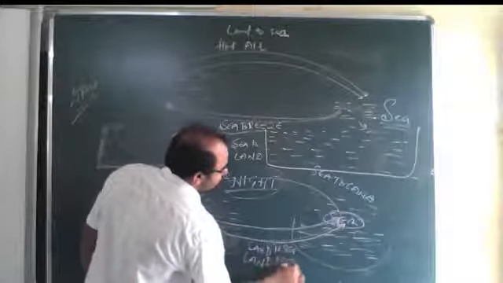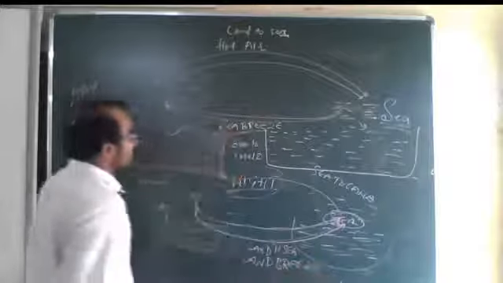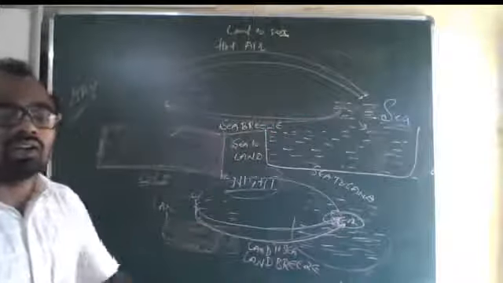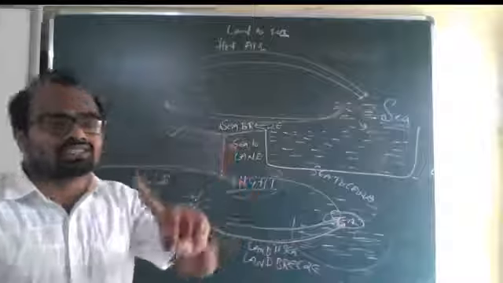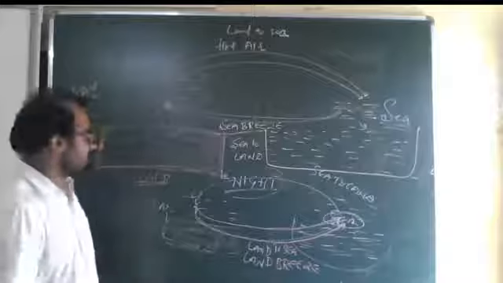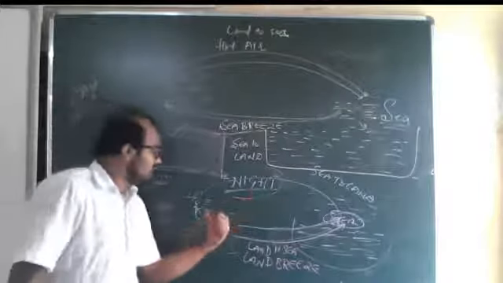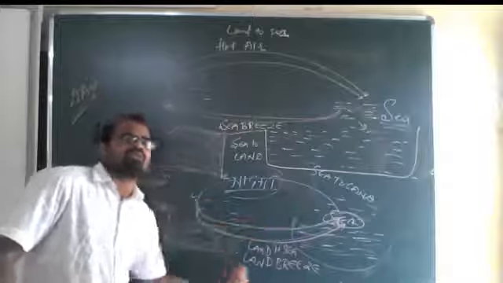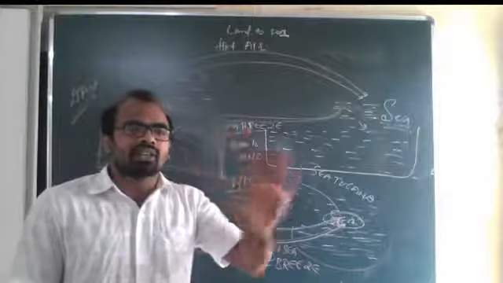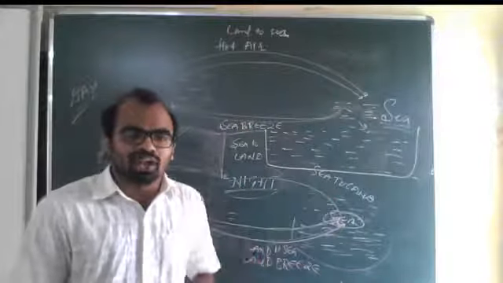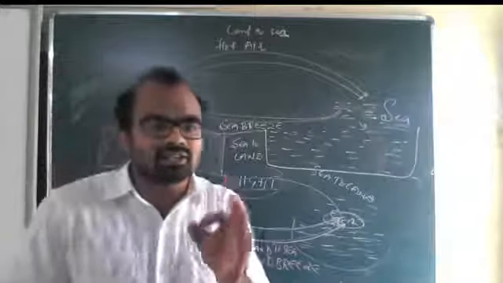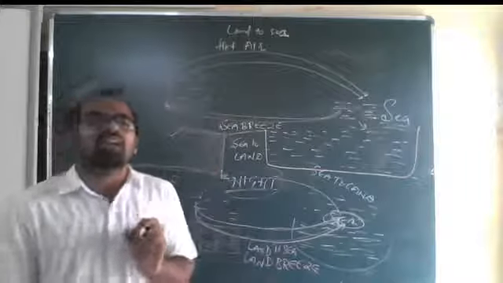See, during the daytime, the cold air is coming from sea and it is moving towards land. Since it is coming from sea, we call it as sea breeze. In the night time, exact reverse process takes place. The cold air is moving from land to sea. We can call it as land breeze. So land breeze happens during night. Sea breeze happens during day. Daytime sea breeze is there, night time land breeze is there.